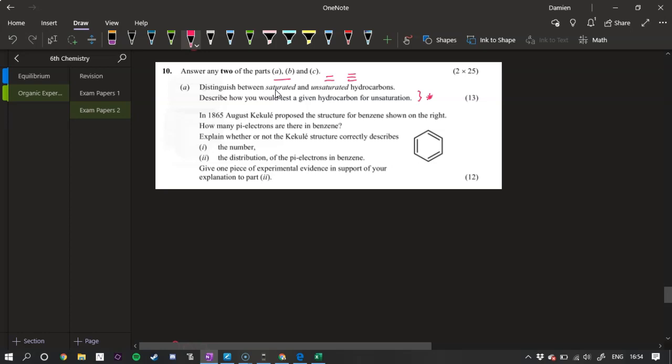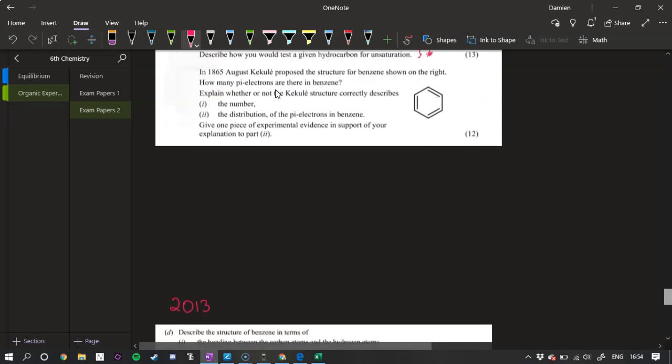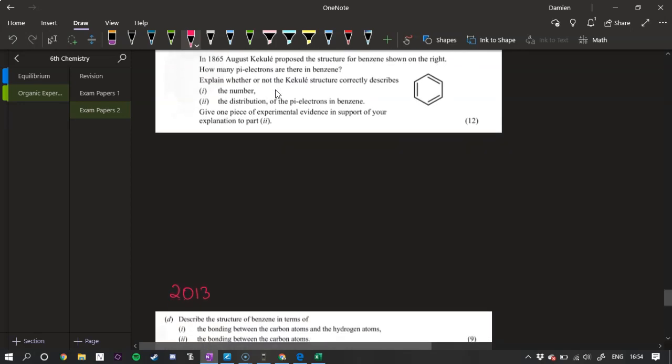In 1865, Kekule proposed the structure for benzene. How many pi electrons are there in benzene? And then explain whether or not the Kekule structure correctly describes the number and the distribution. Okay, so there's a little bit in this. Now we've gone through this in a previous question, so I won't go through all the theory again, but let's have a look at these pi electrons. That's phrased slightly differently than what we originally looked at. So first of all, let's have a look at benzene. So if I redraw the benzene structure, we can have a look at the pi electrons and see where they are. Misreading this question is very easy to do.